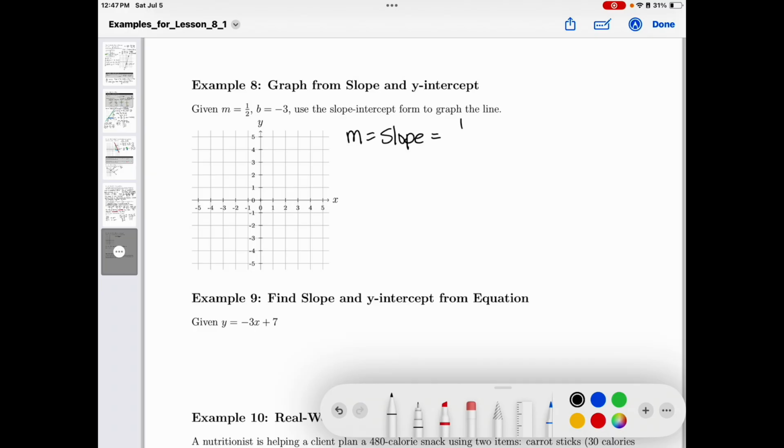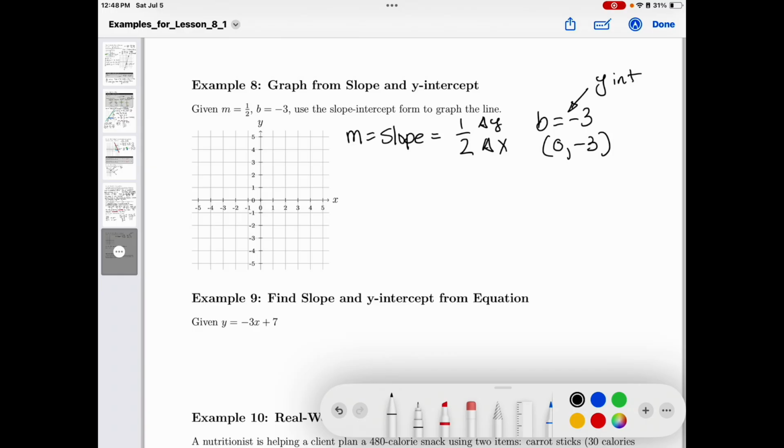and it's positive 1/2. So this is your change in y, that's 1, and your change in x is 2. B is equal to -3, that's your y-intercept. So that means it's the value of y when x is 0. So if we have a point and we have the slope, we can use the slope to create a second point to draw the line.